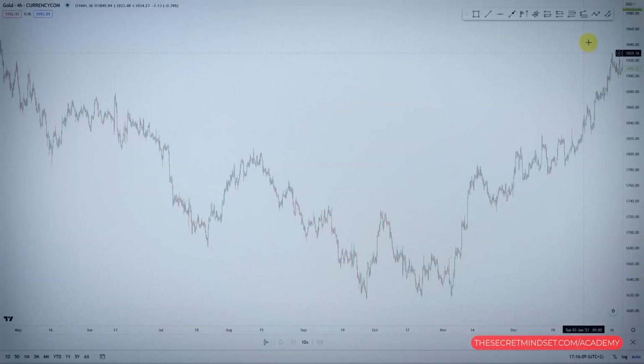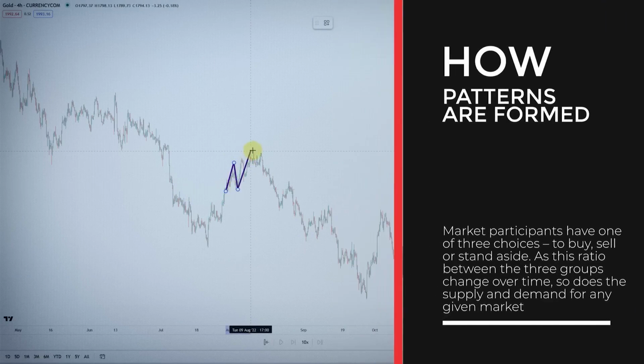The price pattern concept is similar to support and resistance. At any one time, market participants have one of 3 choices: to buy, sell, or stand aside. As this ratio between the 3 groups changes over time, so does the supply and demand for any given market, and this is how patterns are formed.